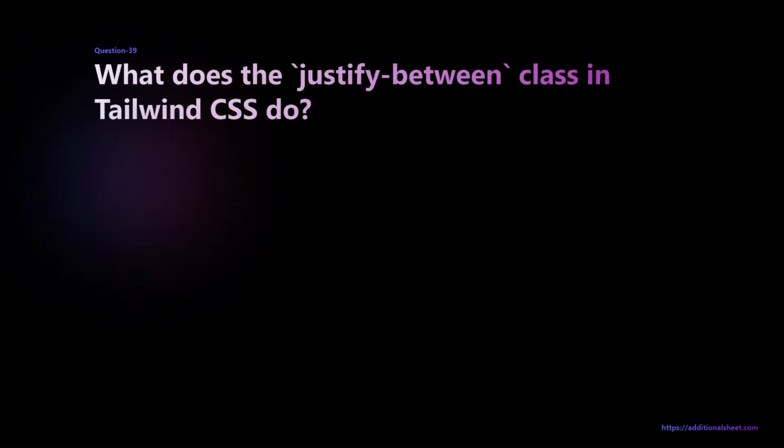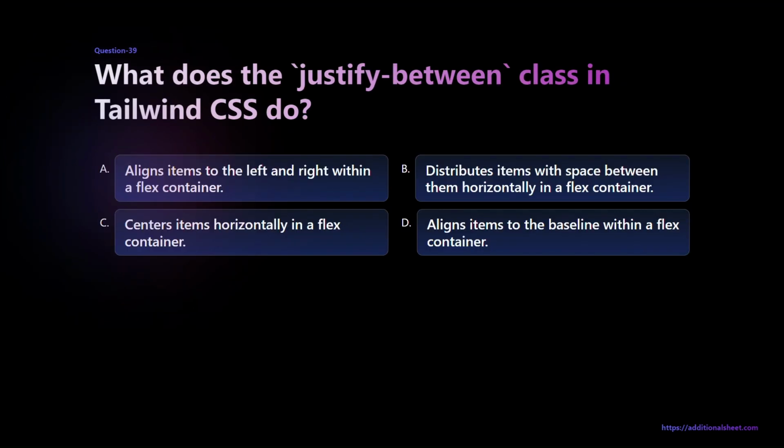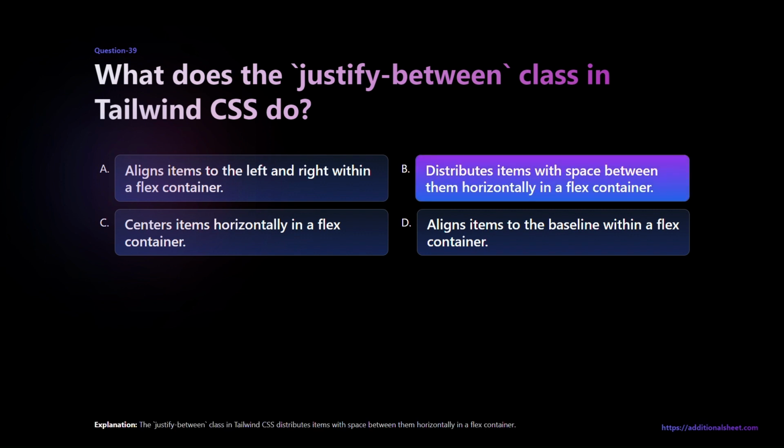What does the justify-between class in Tailwind CSS do? Option A, aligns items to the left and right within a flex container. Option B, distributes items with space between them horizontally in a flex container. Option C, centers items horizontally in a flex container. Option D, aligns items to the baseline within a flex container. The correct answer is option B, distributes items with space between them horizontally in a flex container.